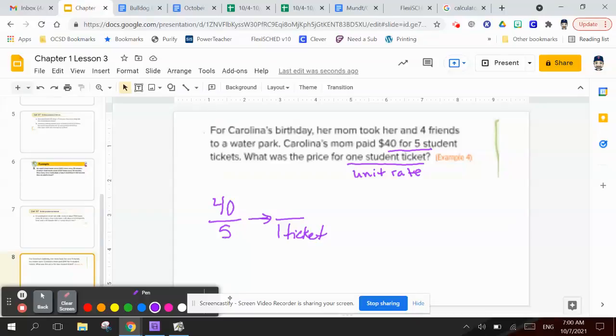So again, to find unit rate, I have to divide by my denominator. So 5 is my denominator. I divide each by 5. And $40 divided by 5 is 8. And that's $8 for 1 ticket.